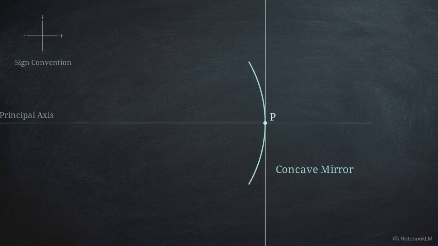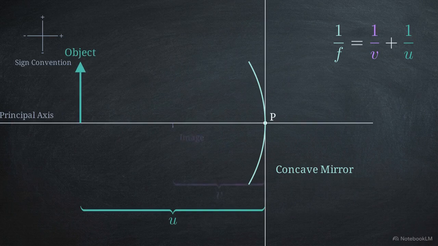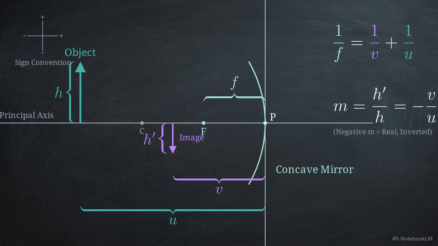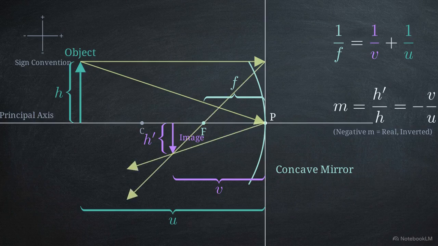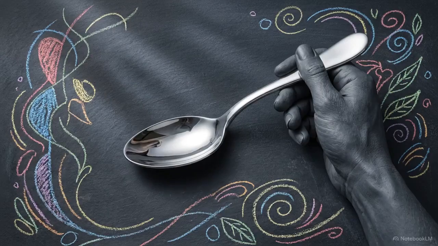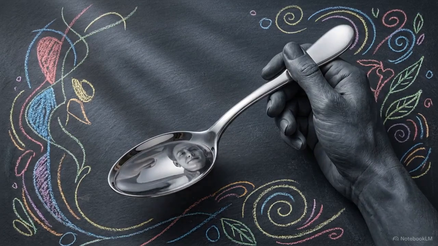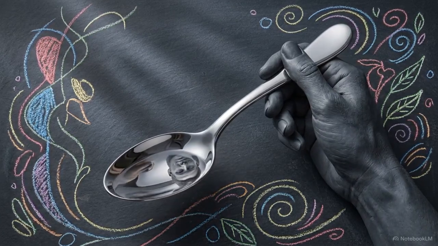This chart shows the mirror formula. By measuring the distance of the object as u and the image as v, we find they share a consistent relationship with the focal length, f. Combined with the magnification equation, we can calculate the exact position and height of any reflection. This explains why the spoon's reflection flips. The orientation is determined by the object's distance relative to the mirror's specific focal length.